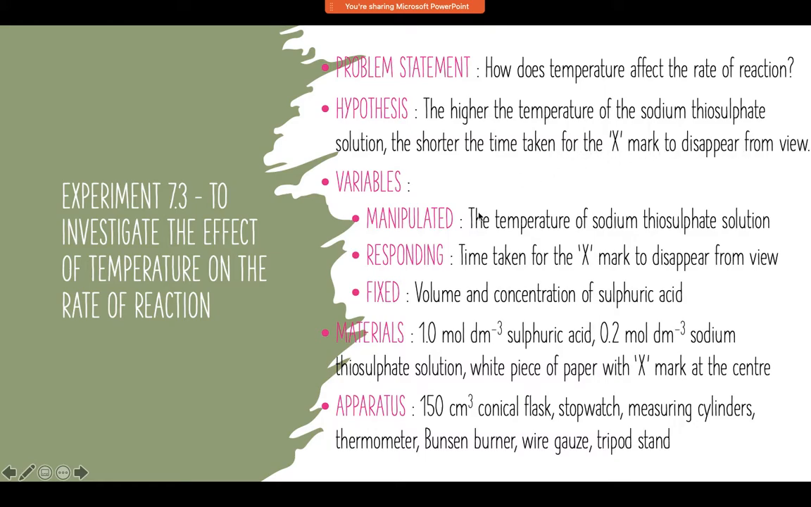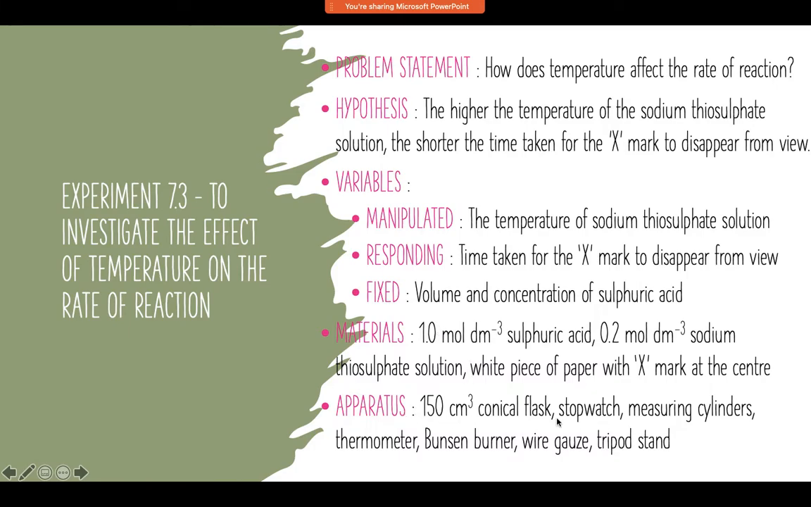The other one is fixed variables. The fixed variables are the volume and concentration of sulfuric acid, which is the second substance that we use in this experiment. Basically this experiment is quite similar to the experiment when we did concentration, because we are using the same substances, which are sodium thiosulfate solution and acid. We fix the concentration of the sodium thiosulfate in all sets at 0.2 mol per dm cube. The acid also, we fix the concentration and volume of sulfuric acid, 1.0.